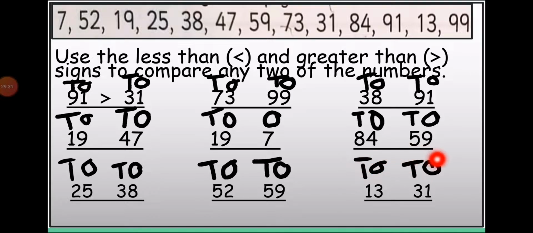Now compare 13 and 31. Is 13 greater than 31 or is 13 less than 31? For this you have to check the greater value. Which one is greater, tens or ones? Then compare the numbers. Is 1 ten greater than 3 tens, or is 1 ten less than 3 tens? Decide and put the correct sign here.